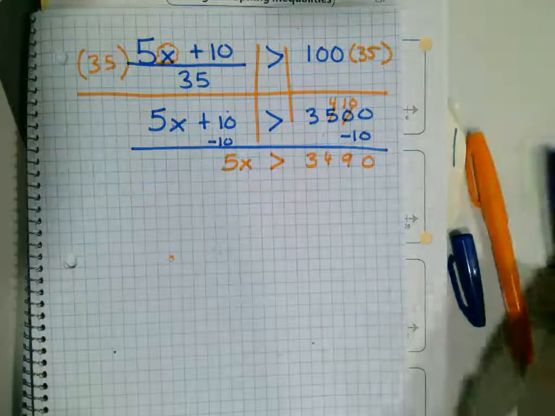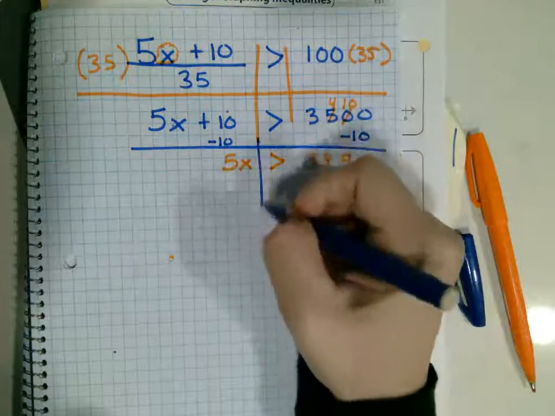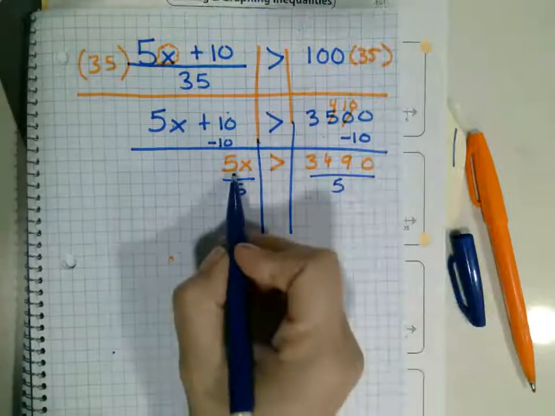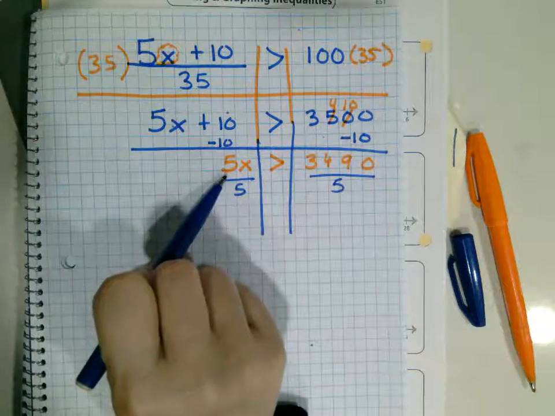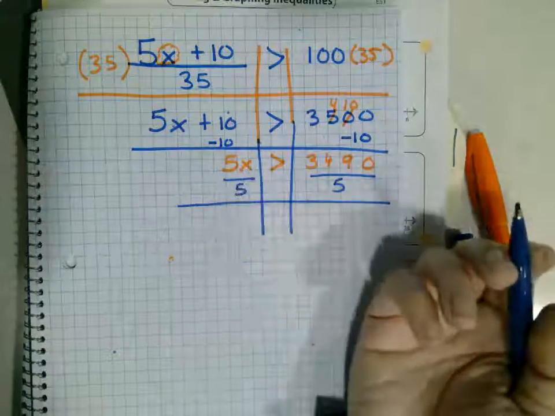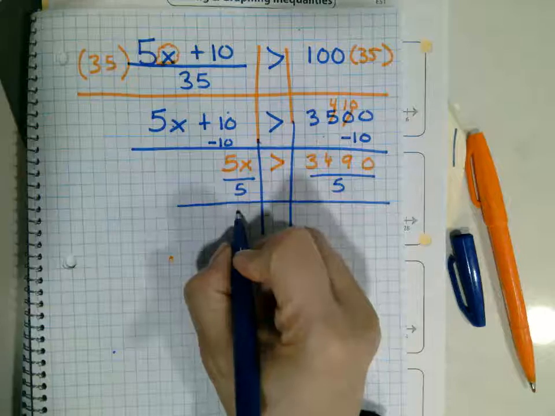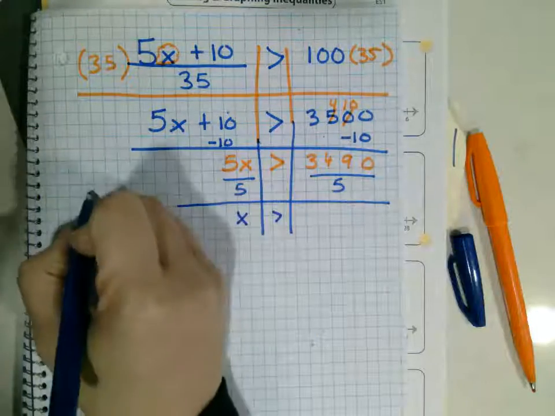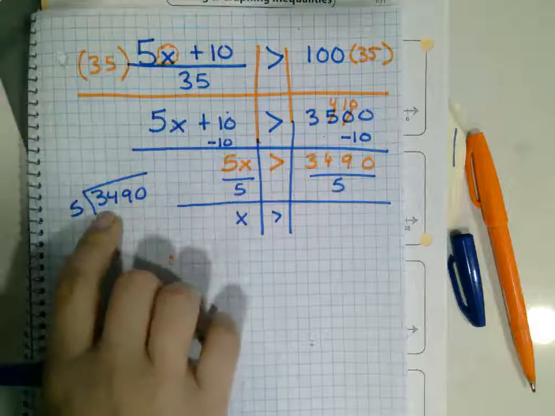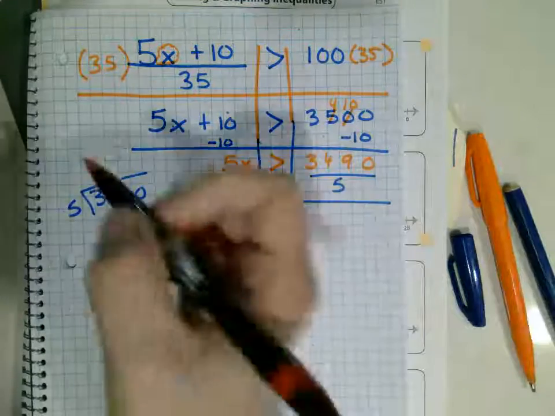5x. So now we're going to divide by 5 on both sides because that's the number that's left over. And we got to leave x by itself. So I have to divide by 5 because together it means multiplication. So the opposite is divide. We have x is greater than. Now 3490 divided by 5. I'm going to go on the side and divide it out. I don't have that memorized.